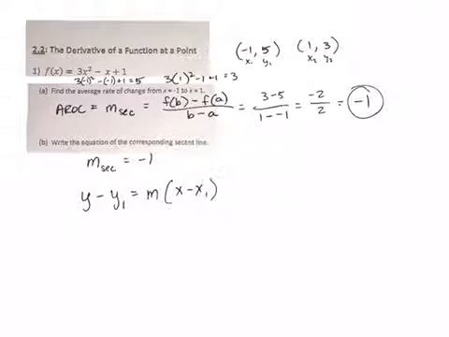I'm going to pick the point 1, 3 because it has less negatives. So the equation for my secant line will be y minus 3 equals -1, because that was the slope of our secant line, multiplied by x minus x1, which was 1. And I can stop there.